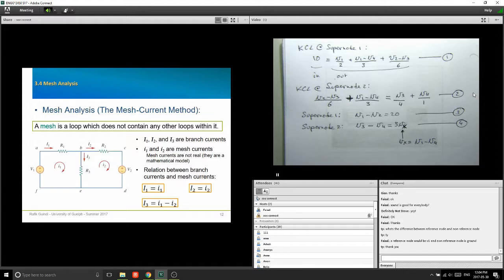Okay? Now, why did we choose small I1 minus small I2, not the opposite? Why didn't I say small I2 minus small I1? Why didn't I add them? Why did I subtract them? How can I relate that? Any suggestions? Anybody see any relation between my mesh currents and my branch current in resistor R3?